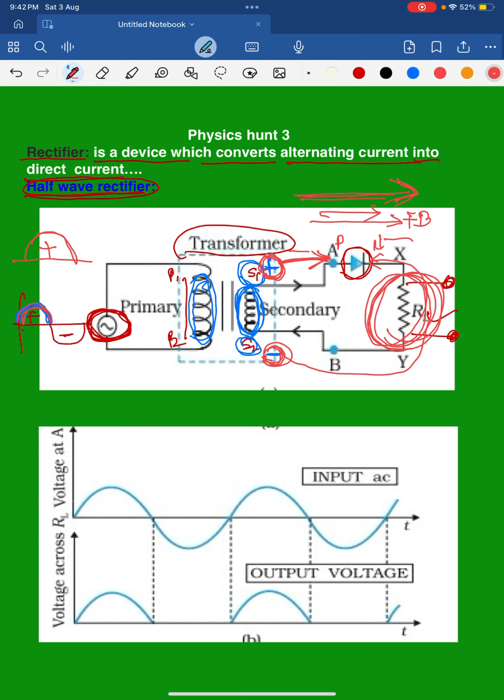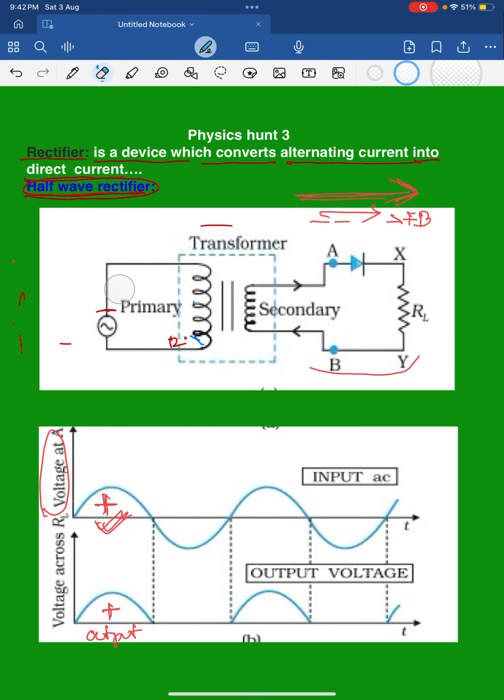Look at the graph here. This is the input voltage. First I took a positive half cycle. For this positive half cycle, I got the resultant output in the load resistance, this one. So this is the output of this positive half cycle.